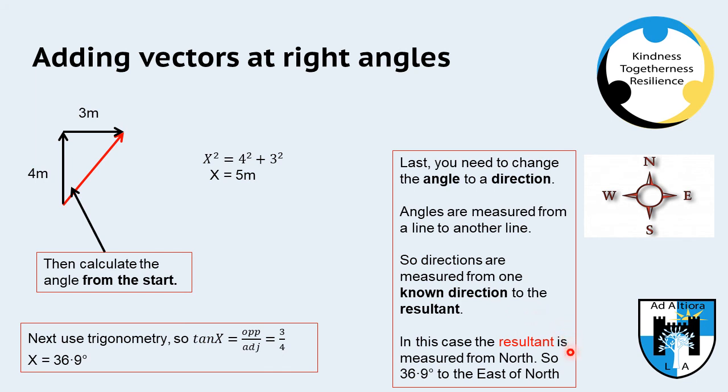In this case, we're looking at the resultant, and we're measuring it from north. This direction here, up on the left-hand side of the triangle, is north. Because this is going around here, and this is 36.9 or 37 degrees, to the east of north, because remember east is this direction. So we started off at north here. We're going 37 degrees round towards the east. Then I can say it's 36.9 degrees to the east of north.